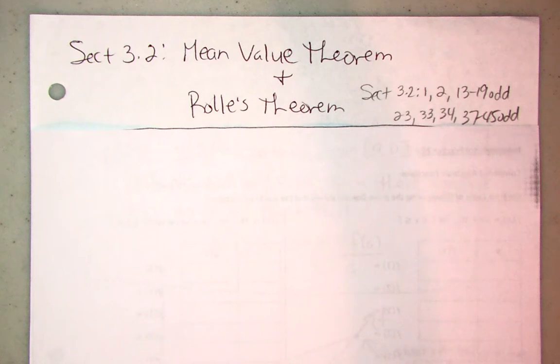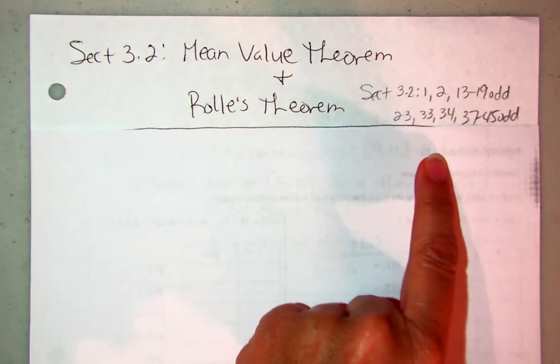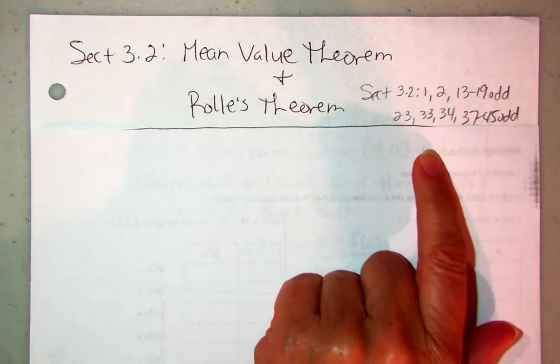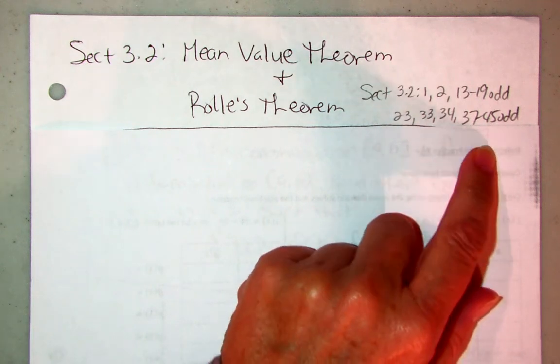Tonight's video is on section 3.2, the mean value theorem and Rolle's theorem. The homework from this is 1, 2, 13 through 19 odd, 23, 33, 34, and 37 through 45 odd.